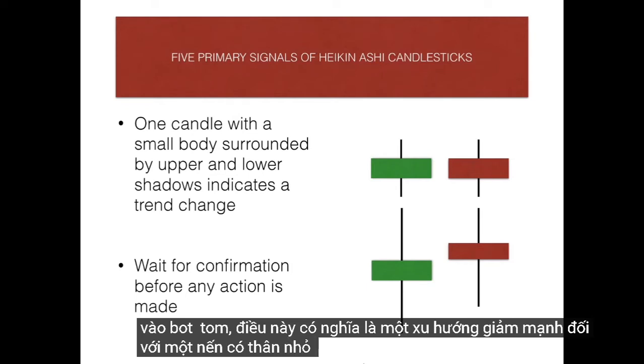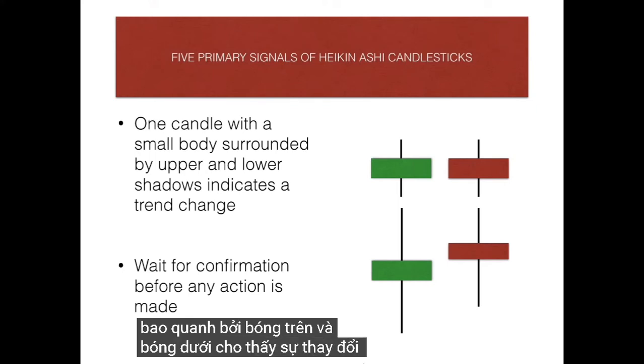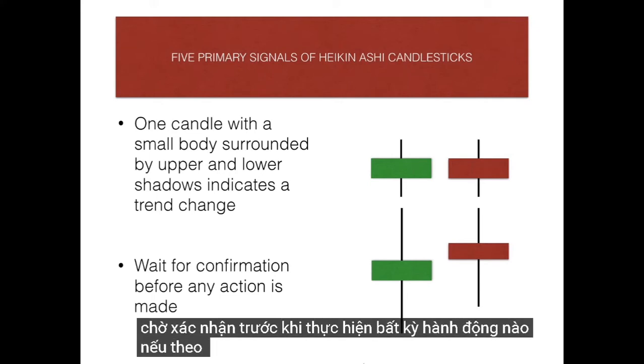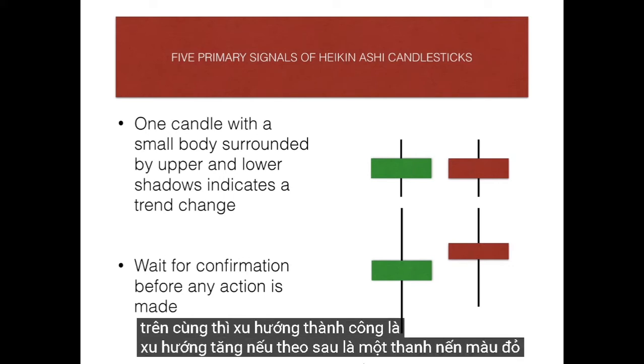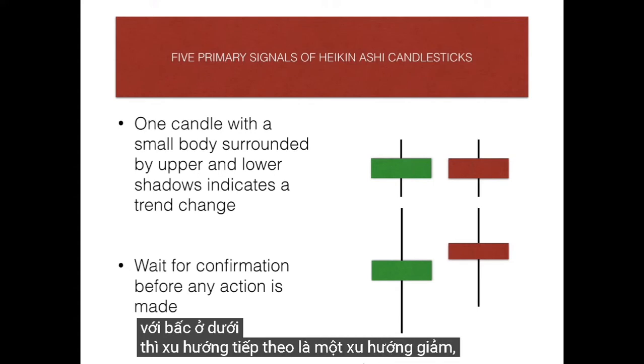One candle with a small body surrounded by an upper and a lower shadow indicates a trend change. Wait for a confirmation before any action is made. If this candlestick is followed by a bullish green candlestick with a wick on top, then the succeeding trend is an uptrend. If this is followed by a red candlestick with a wick at the bottom, then the succeeding trend is a downtrend.